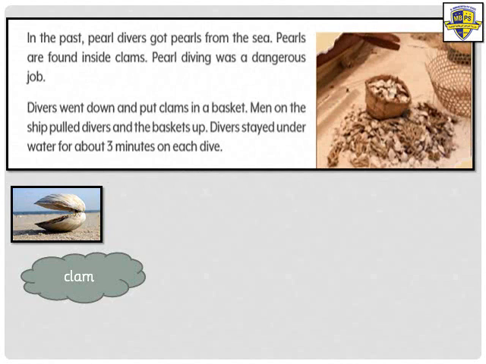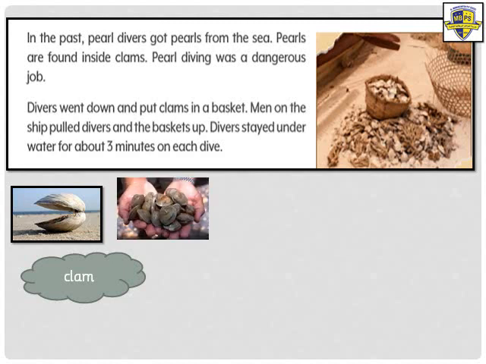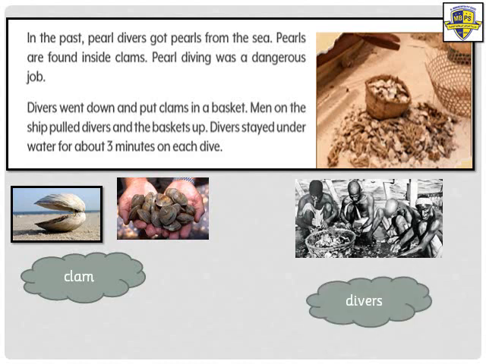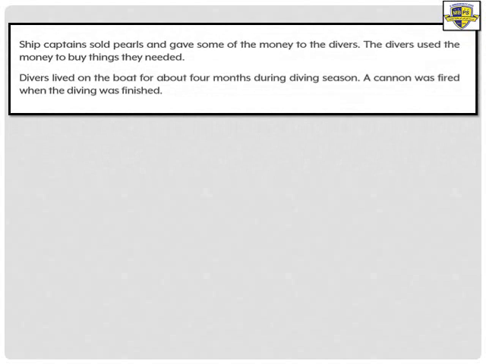In the past, pearl divers got pearls from where? From the sea. Pearls are found inside clams. Let us see together the clams. Yes, here is the clam. Okay. Pearl diving was a dangerous job. Very dangerous one. Not safe. Risky one. Divers went down and put clams in a basket. Men on the ship pulled divers and the baskets up. Divers stayed underwater for about 3 minutes on each dive. Ship captains sold pearls and gave some of the money to the divers. The divers used the money to buy things they needed.